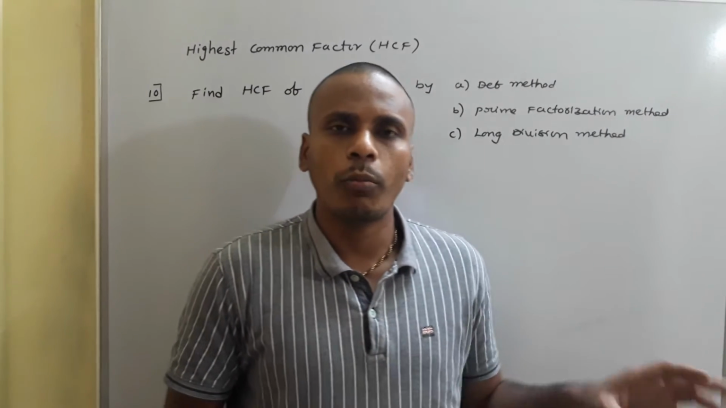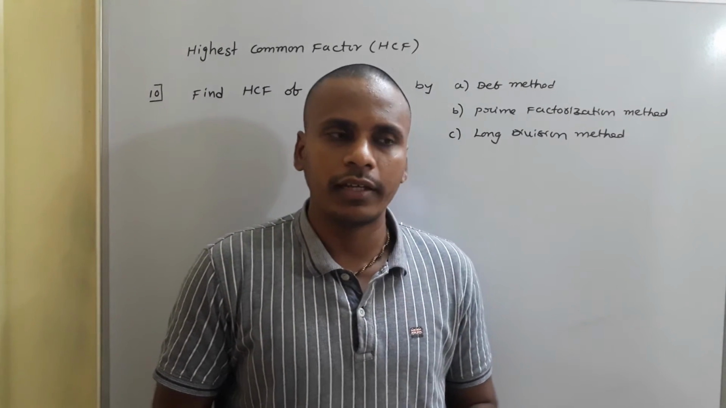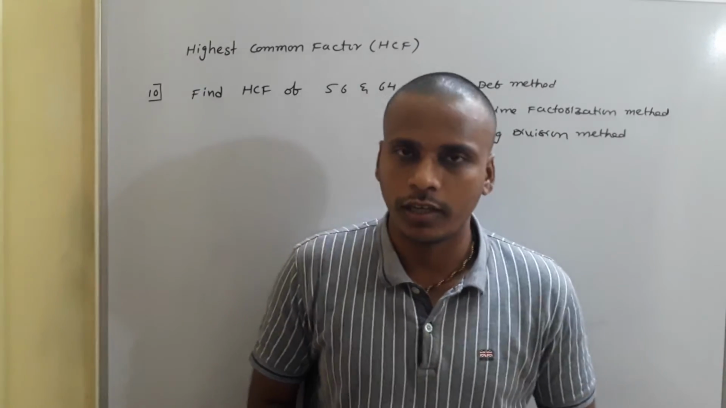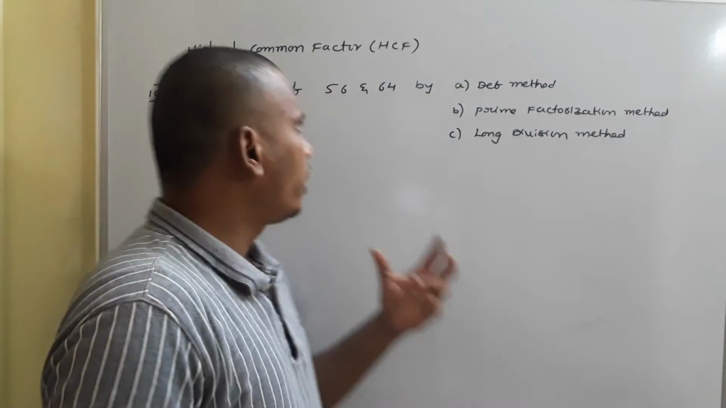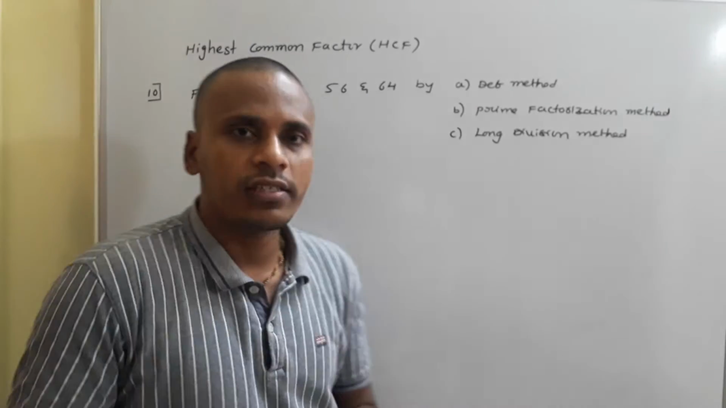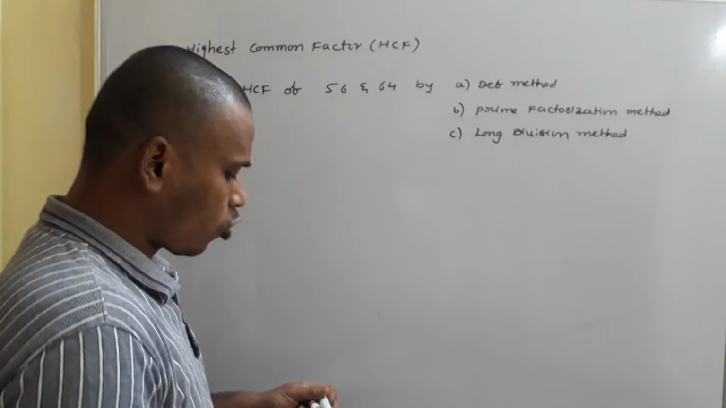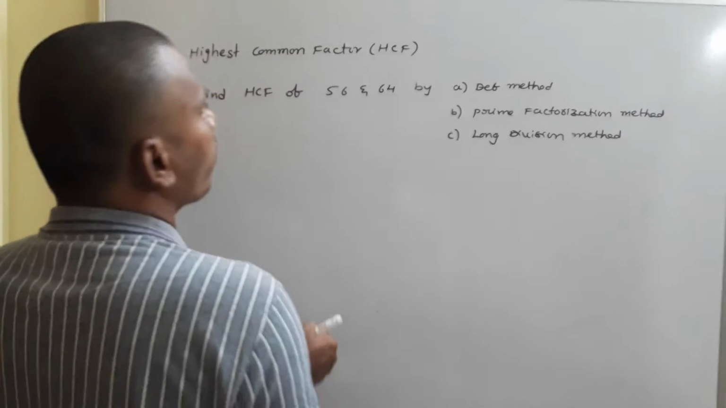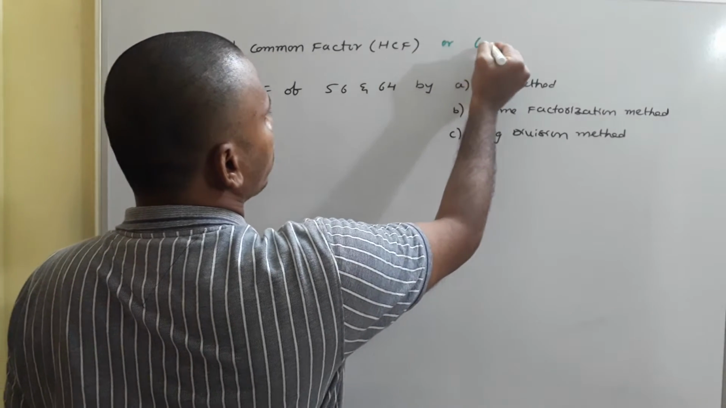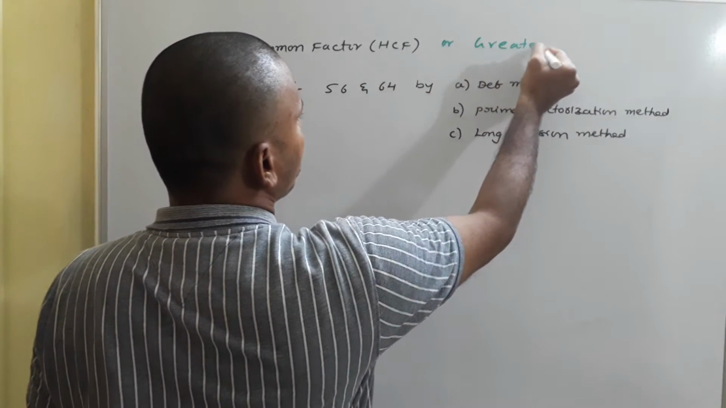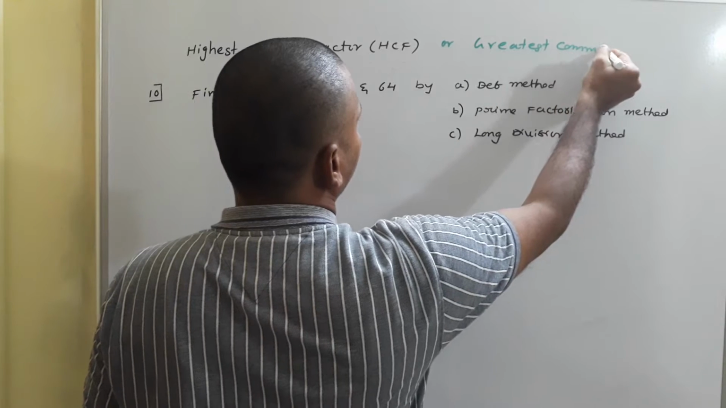We did different problems to find the remainders using divisibility rules and the division algorithm. After that, we need to learn HCF and LCM. HCF in the sense highest common factor. Highest common factor is also mentioned as greatest common divisor.